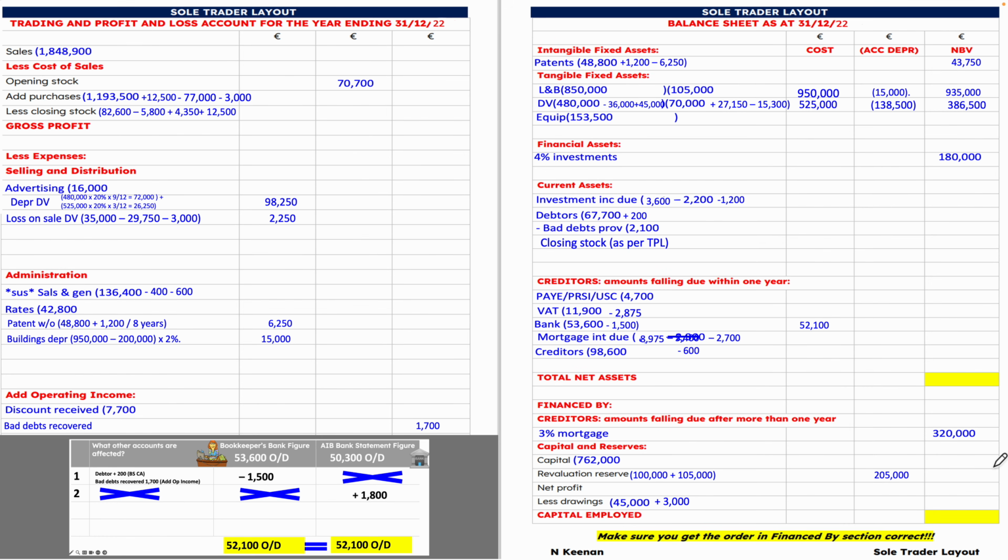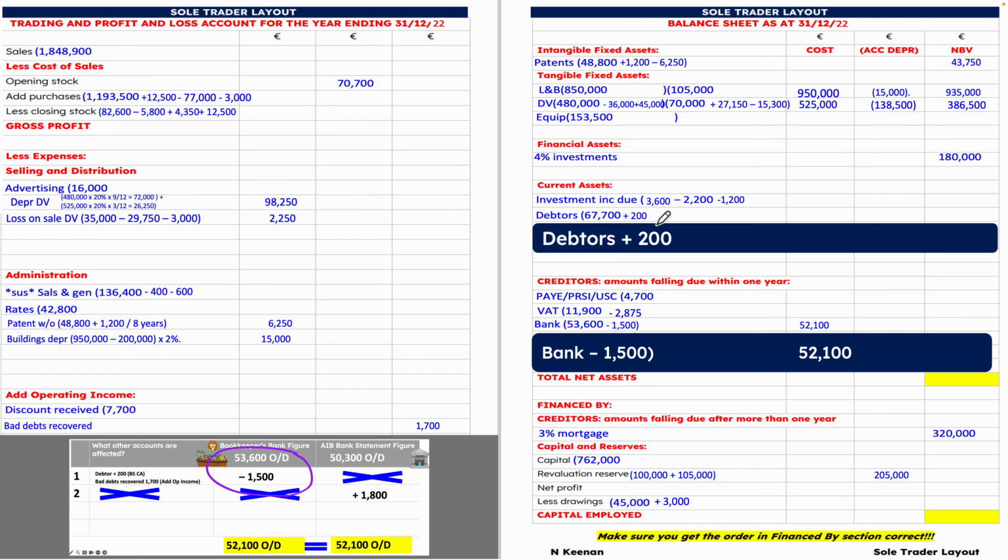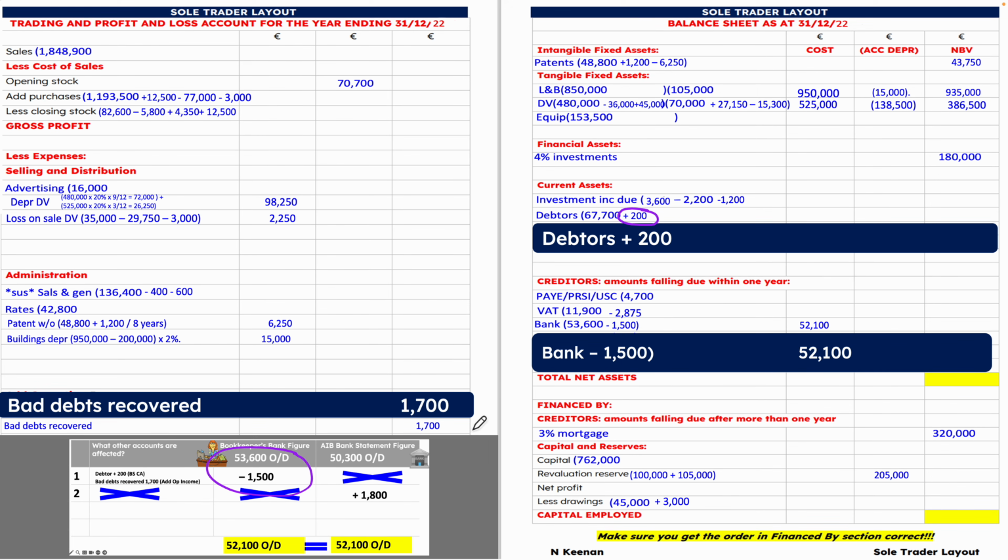All we've left to do is to put the information into the accounts. So with the bank figure, right, we're just going to have the 53,600 minus the 1,500, and then we can put in the 52,100 there. With the debtor figure, we're going to add the €200 that has to be added there. And then bad debts recovered, we've got 1,700, which is going to go into our add operating income. So we are absolutely delighted with the bad debts recovered.